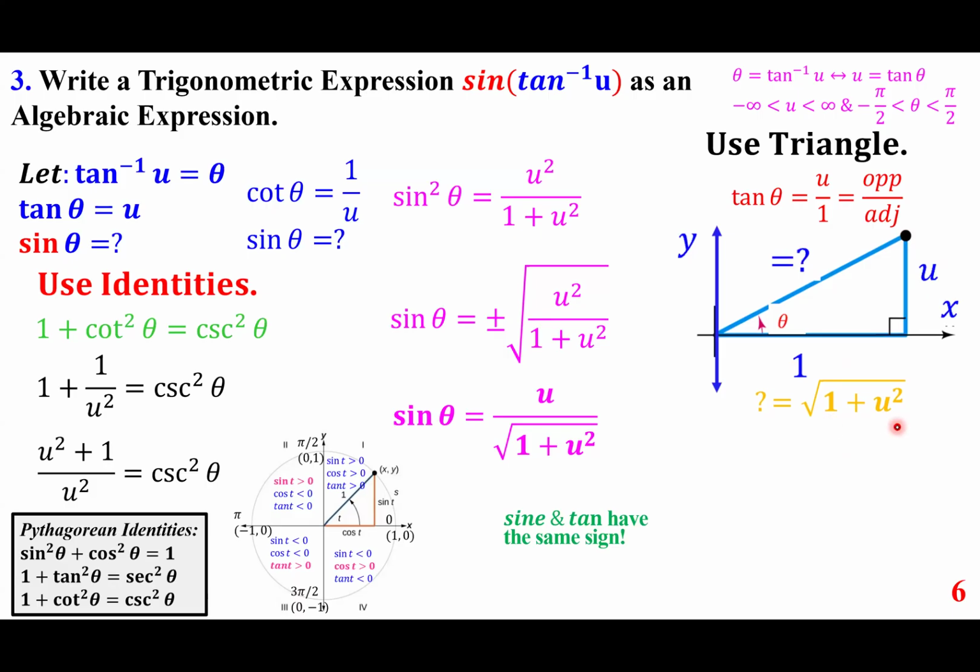And now we are interested in finding sine of theta, which is the opposite over the hypotenuse. And the opposite is u, the hypotenuse is square root of 1 plus u squared. It's pretty straightforward, everybody.